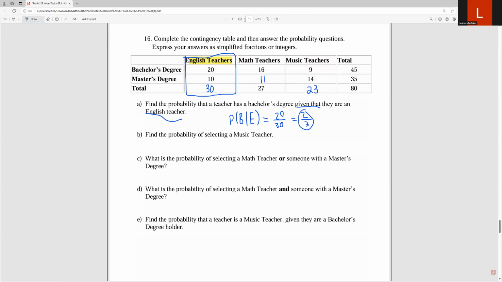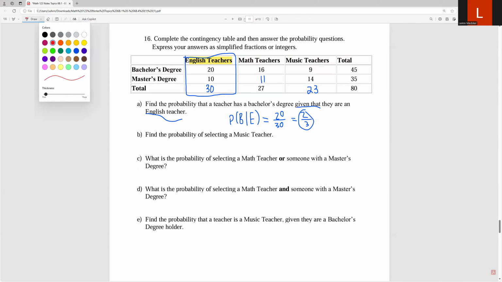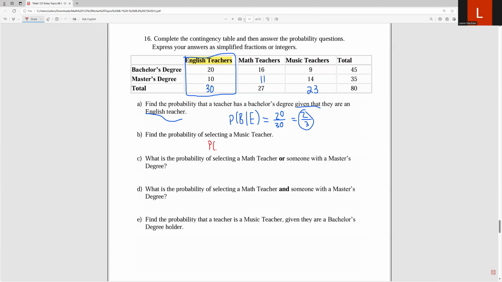Notice my next question is just general. It's just how many music teachers are there? Probability of getting a music teacher. Since we have math, I'll have to put MUS for music. So music teacher is a total of 23 of them out of the 80. And I don't believe that reduces any. So that's just going to be 23 out of 80.